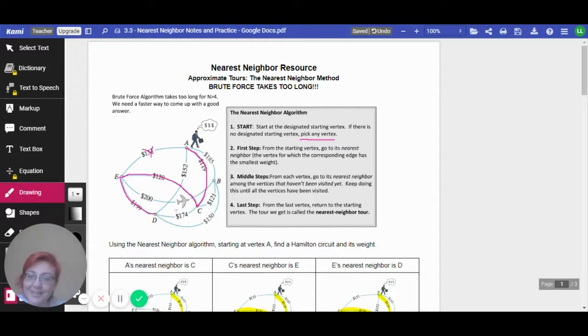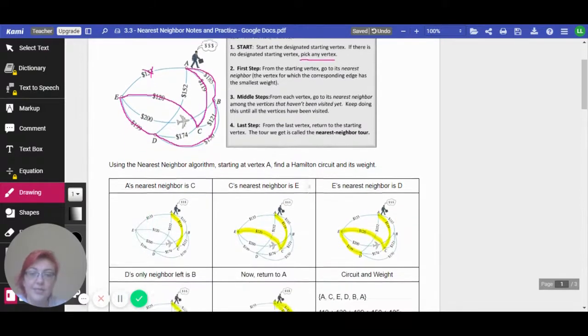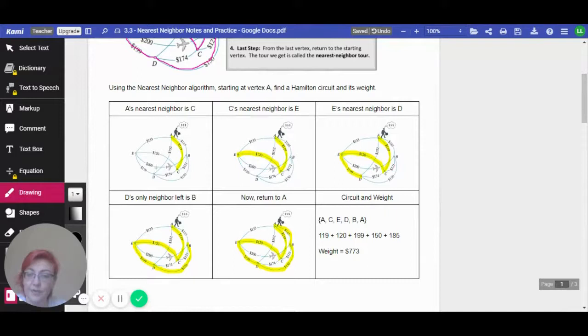From there, the 150 to B is my nearest neighbor. And then from there, I go back to A. So you can see here, we're following that circuit. We're left with A to C, which is 119, C to E, which is 120, E to D, which is 199, D to B, which is 150, and B to A, which is 185. Add those up, and we get a weight of 773.